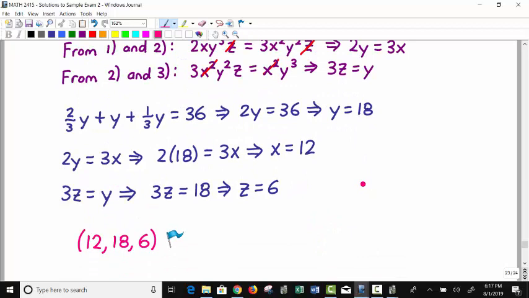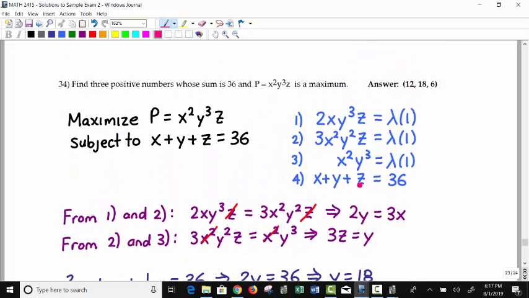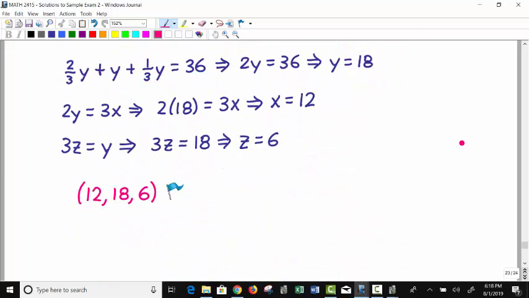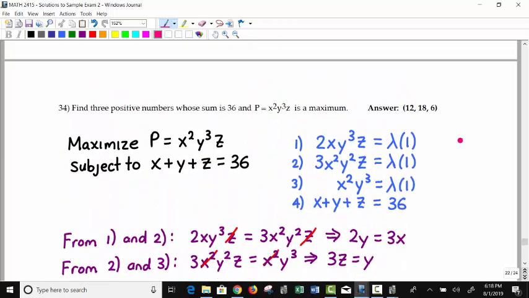So you have 12, 18, and 6, meaning those three numbers add up to 36, and there's no other possible combination of positive numbers that add up to 36 that will make your value here larger. This one I didn't actually ask for what the value would be, but it would be quite large. You'd be using a calculator, so it's not that bad. But wow, the maximum value would be 12 squared times 18 cubed times 6, which, wow, big number.